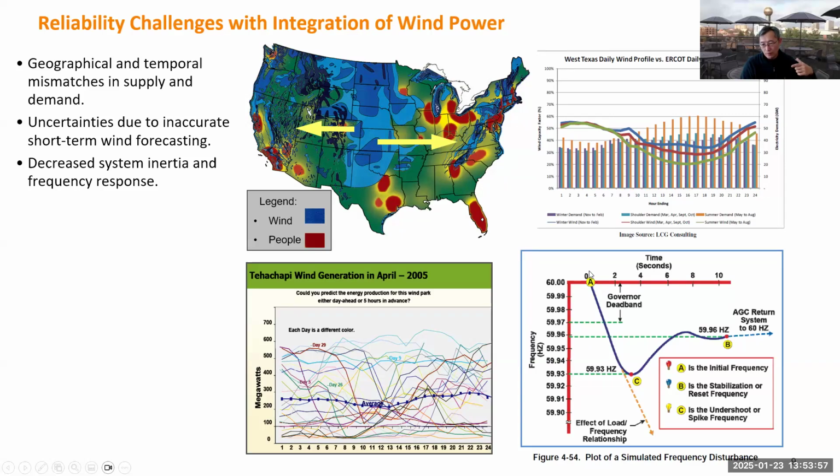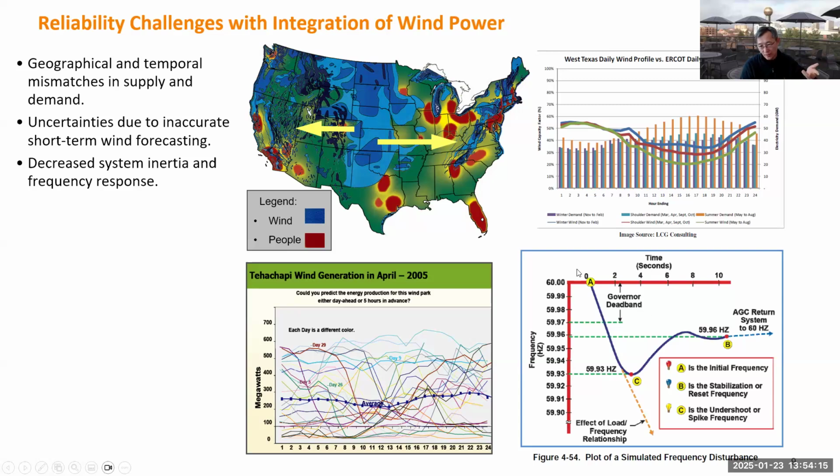So after a disturbance, the system frequency will go through 3 stages. First, it will decline at a certain speed. This speed only depends on system inertia. So if the system inertia is large, this slope will become very shallow, much smaller.